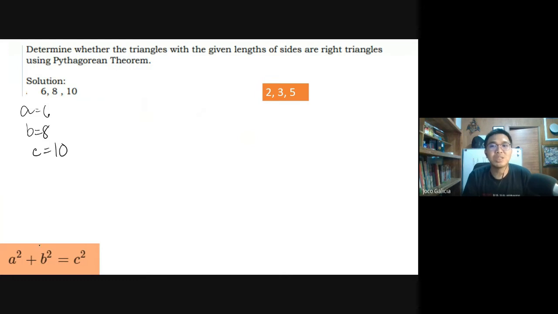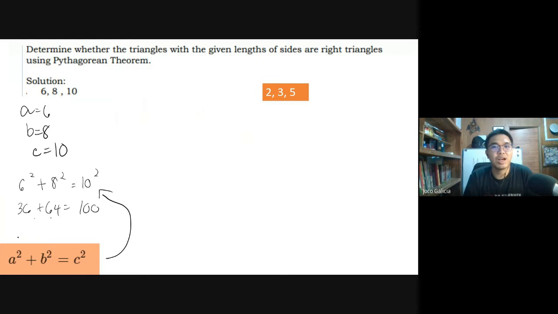Going back, using the Pythagorean formula, ayan. So, ibig sabihin, substitution lang tayo dito. Yung A natin ay 6, so 6 squared, plus B squared natin ay yung 8, A squared plus B squared equals sa 10 squared. So, sir, saan niyo po nakuha yan? Ito yung Pythagorean formula natin ngayon. So, 6 squared ay 36 plus 8 squared ay 64 is equal to 10 squared, 100.